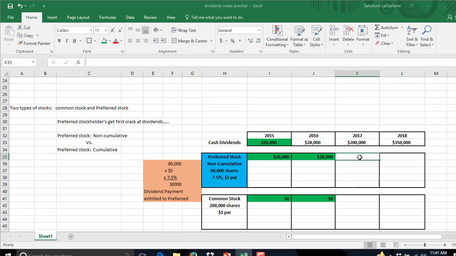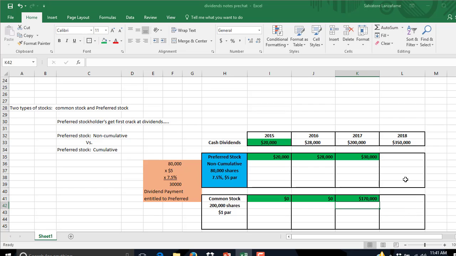So then we get to 2017. Remember, the first $30,000 goes to preferred. So guess what? They get their 30. They're finally happy. They finally get what they're supposed to get. And the remaining is going to be split between the common stockholders. So this time around, common really did well. They're going to get 170,000. 200 minus the 30. And there's 170,000 that's going to common.